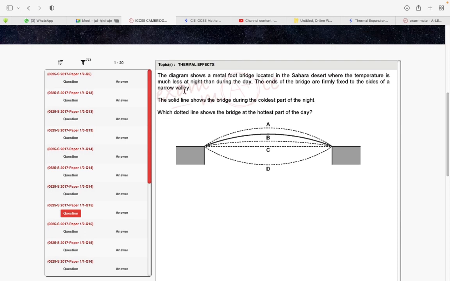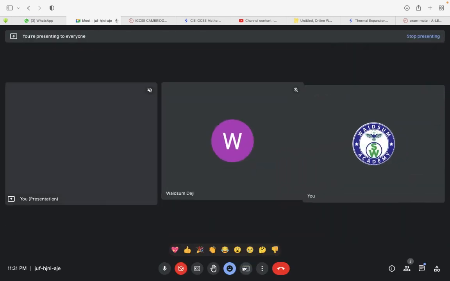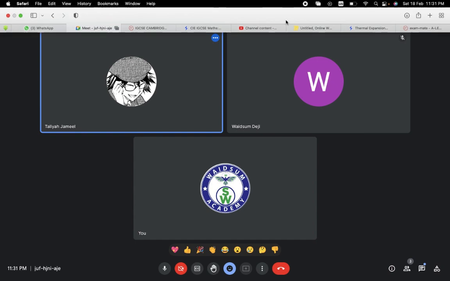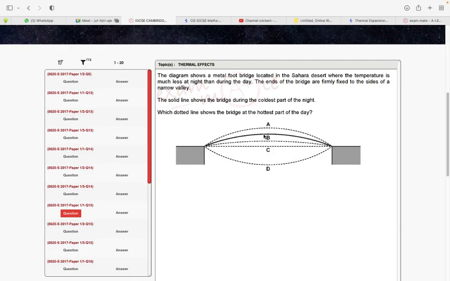The diagram shows a metal foot bridge located in the Sahara Desert, where the temperature is much less at night than during the day. I can't see the question. You cannot see it? No. Okay, wait, let's reshare. Can you see now? Okay, I can see that.